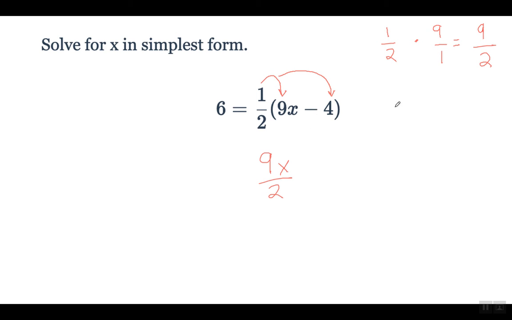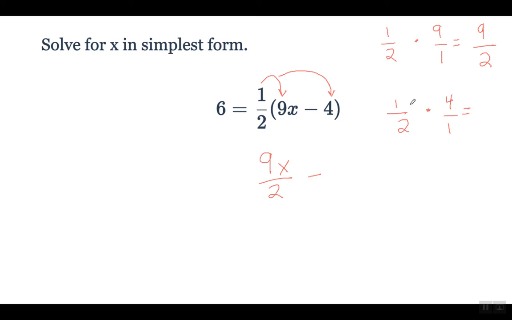1/2 times negative 4. Forget the negative for 1 second, because a positive times a negative is going to give you a negative. All you got to worry about is 1/2 times 4. All right, 1/2 times 4. Again, follow the same steps. Turn the 4 into a fraction by putting a 1 beneath it.